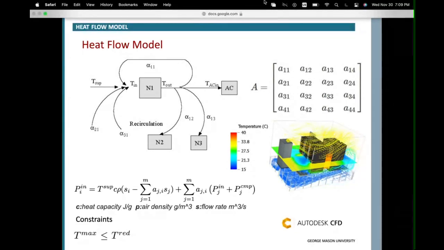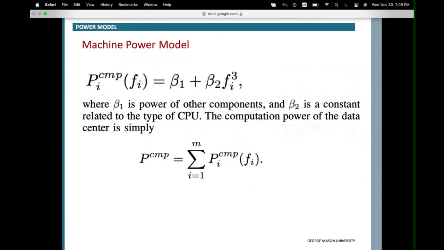And then this is the recirculated air power. So these together will give us the power for the AC and the power from other machines. That will give us exactly the total power. So this is the second model, which is the heat flow model.